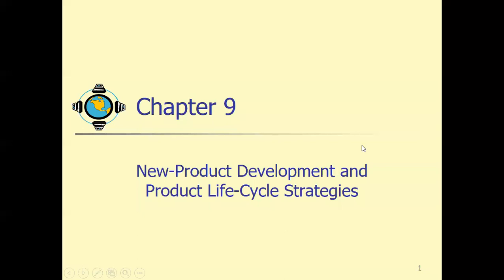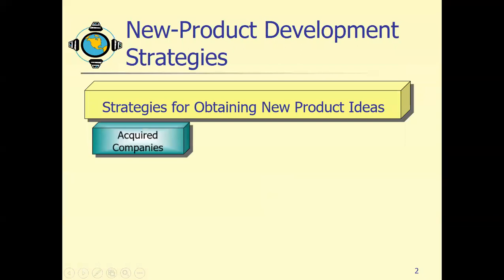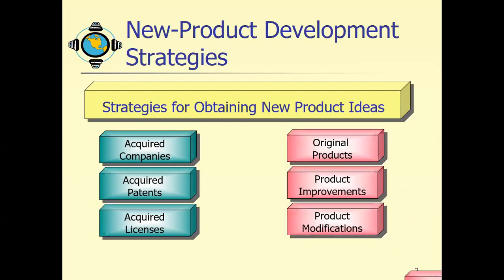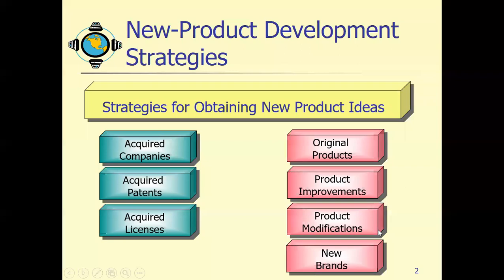Okay, so this is chapter 9, new product development and product lifecycle strategies. At first, we studied how companies obtain new products. Companies actually obtain new products in two ways. One is acquisition, and another one is new product development. New product development means development of original products, product improvement, product modification, and development of new brands through the company's own research and development.